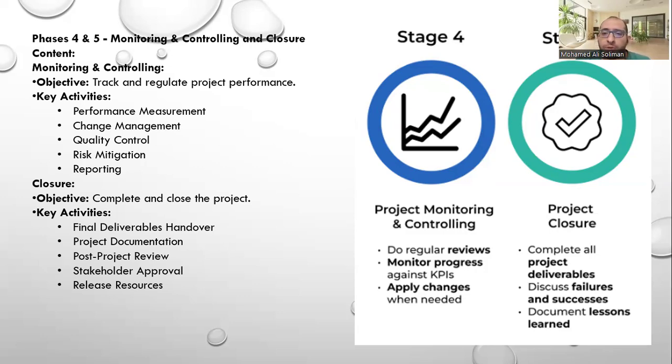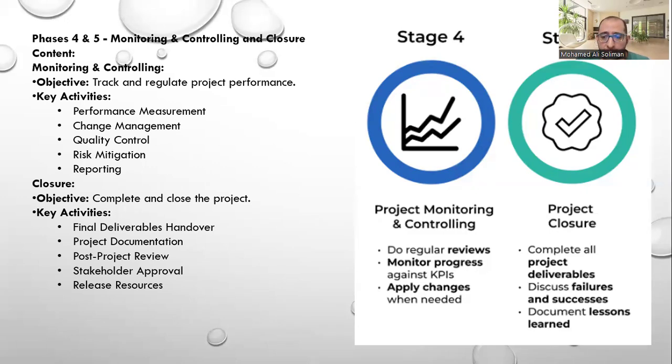So here we are going to do a final deliverable handover, project documentation, and assessment for the project: what went well, and what aspects need to be improved. Then stakeholder approval, because whenever we are delivering something, we need to make sure that it is well recognized and approved by the stakeholders, which we already identified earlier in the stakeholder analysis. And finally, release the resources.